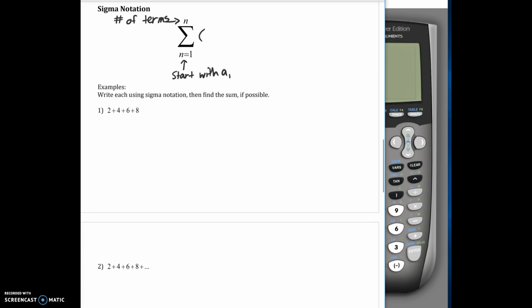And then inside here, you're going to write your explicit formula. So we get more practice writing those explicit formulas, which you were probably getting sick of doing on the first day with the arithmetic sequence.